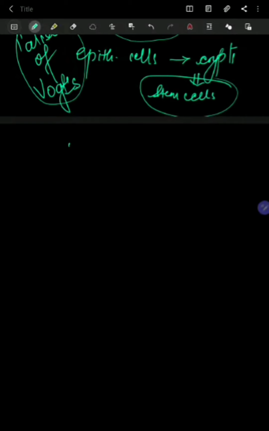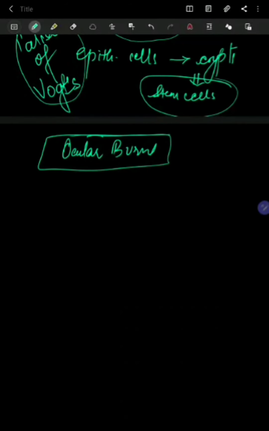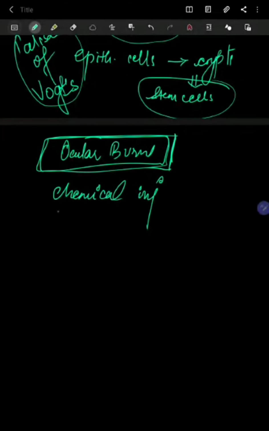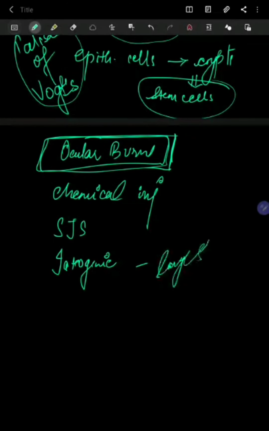So what are the conditions which may cause the stem cell deficiency? The most common is ocular burns. This is the most common ocular injury for which SLET is done. Others might be chemical injury leading to limbal ischemia, Stevens-Johnson syndrome, or iatrogenic causes of limbal stem cell deficiency like large surgeries, etc. So these are common indications for SLET.